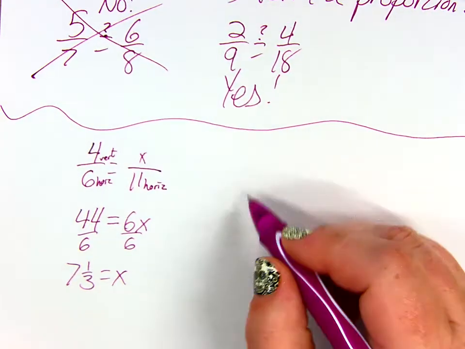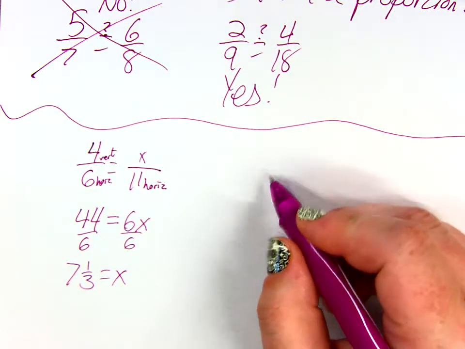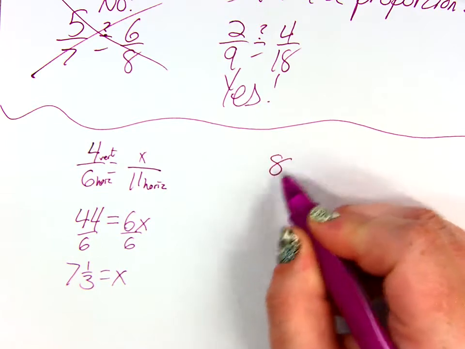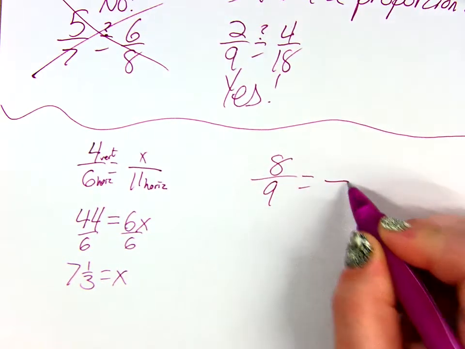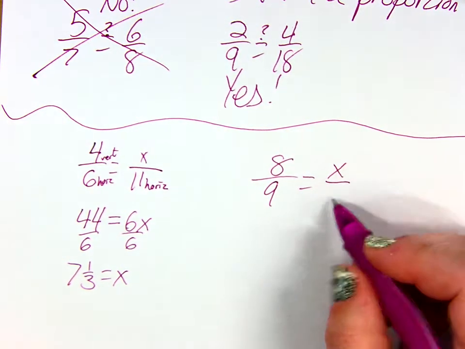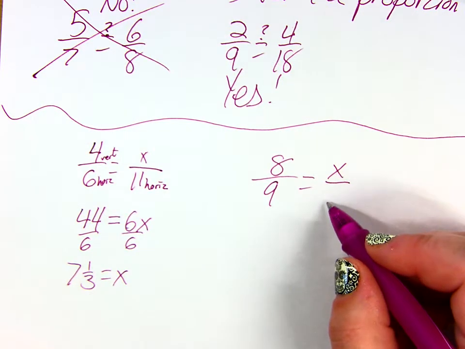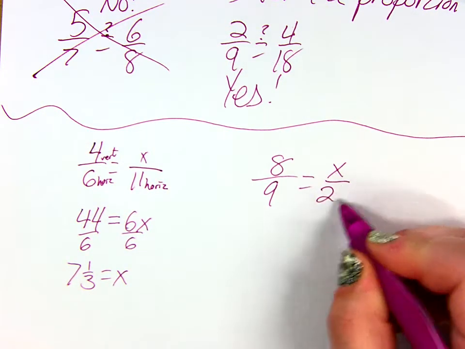Let's just say you had something like, how about 8/9, and I want to know what that should be if I want the new one to be 20.